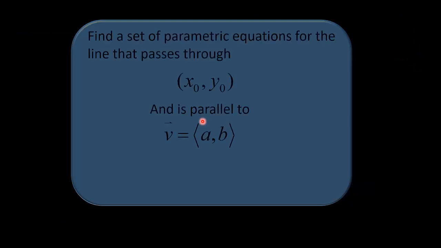Now, let me state it generally. You've got a line that passes through a given point and is parallel to a given vector. How do you get the parametric equations that will describe that line? Just like this. This is the general way to state what we just looked at. X equals AT plus X naught. See? AT plus X naught. Y equals BT plus Y naught. See? B. The vector components go in front of the T, and then the point coordinates go right here at the end.